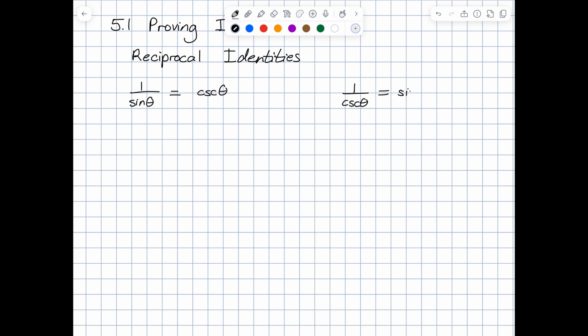The second one is that 1 over cosine is equal to secant. And very similarly, 1 over secant is equal to cosine. The third and final category of reciprocals is 1 over tangent is equal to cotangent. And similarly, 1 over cotangent is equal to tangent. So these are ones that you should already have memorized.